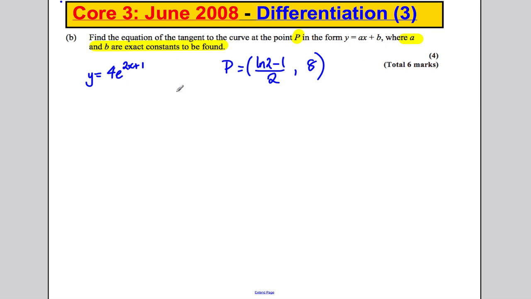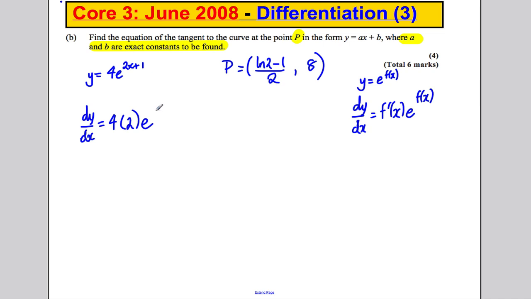We need the gradient of the tangent. So of course we need to work out dy by dx. It's going to be the differential of this up here. Now remember the rule for differentiating exponentials. If you have a function y is equal to e to the f of x, then dy by dx is the differential of the exponent, f dashed x, multiplied by e to the f of x. So keep the 4 where it is. The differential of the exponent is 2, and then keep e to the 2x plus 1, and we're simply going to have 8e to the 2x plus 1. Okay, so that's our dy by dx.